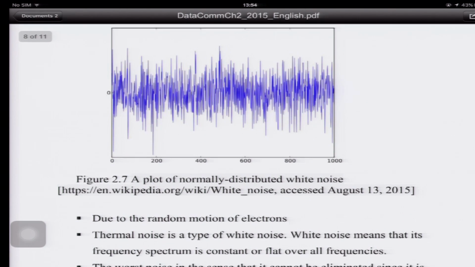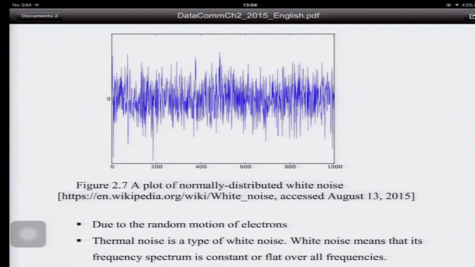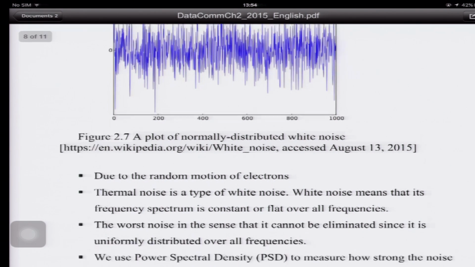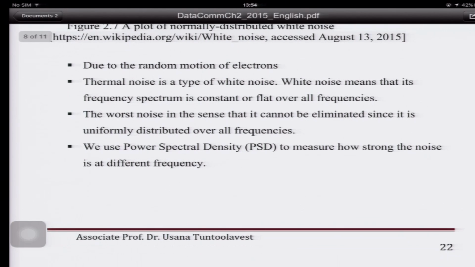Thermal noise may look like this. Usually it has a distribution that we can represent with Gaussian, with additive white Gaussian noise, okay? So the value is going to follow the Gaussian curve, the PDF. This is due to the random motion of electrons. When electrons move around and collide together, they give heat out. Thermal noise is a type of white noise, okay?